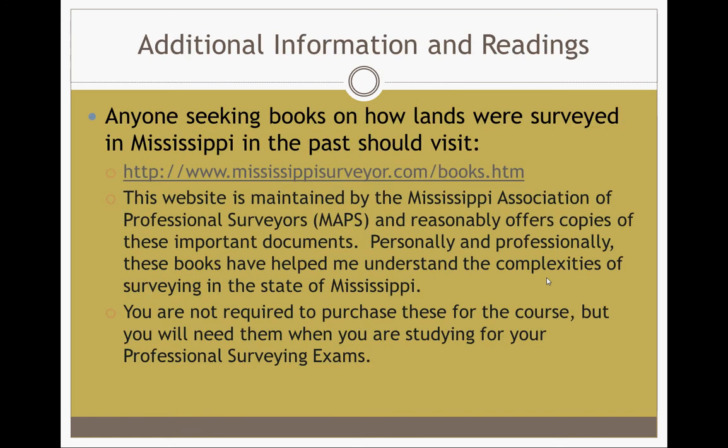Now, anyone who wants to seek books on how lands were surveyed in Mississippi in the past should visit this website, www.mississippisurveyor.com/books.htm. This page will give you a link where you can print off an order page for the booklets that talk about the history of surveying in Mississippi. Now, this has helped me understand a lot, both professionally and personally, about the complexities of surveying in Mississippi.